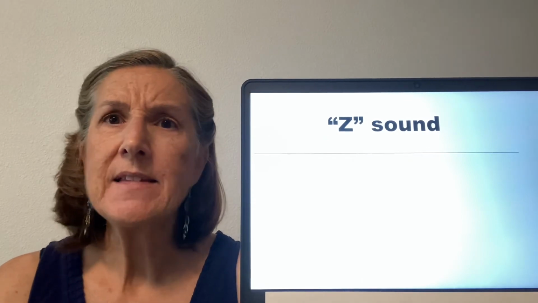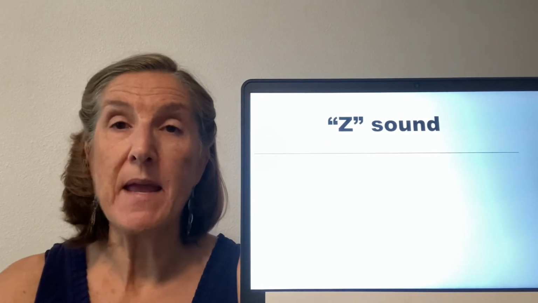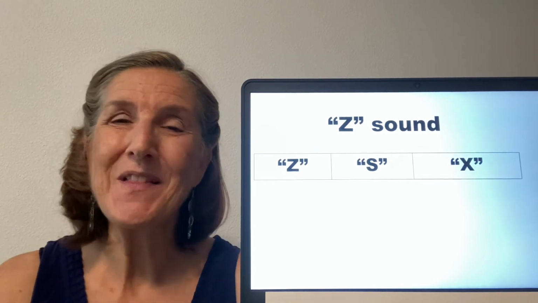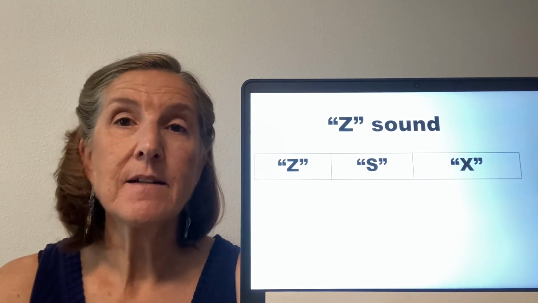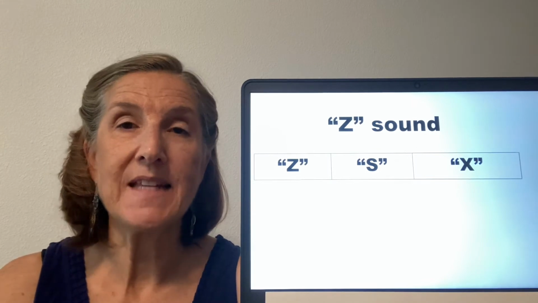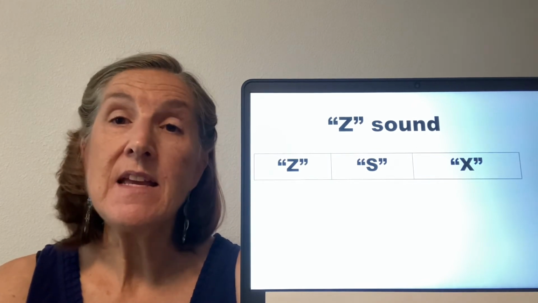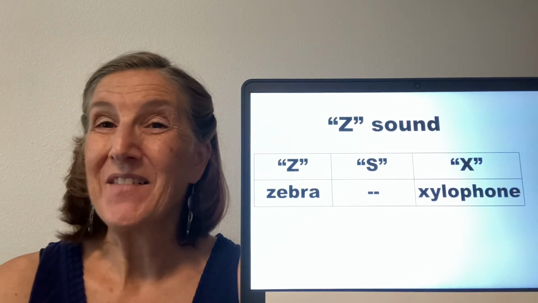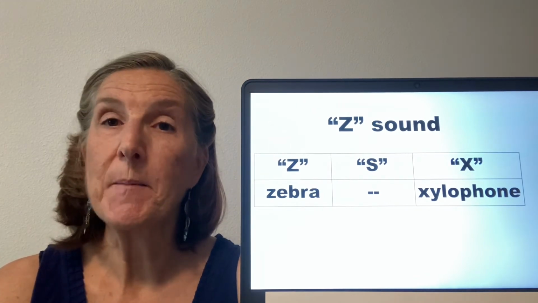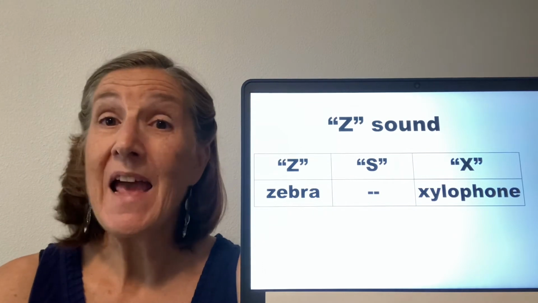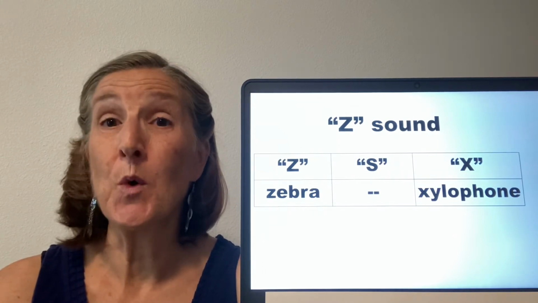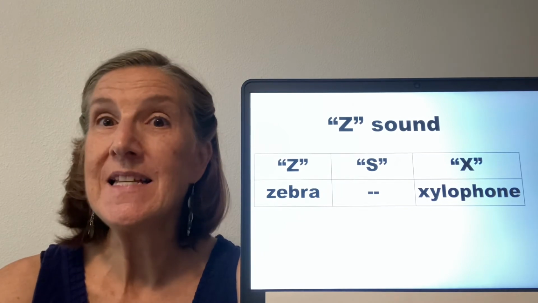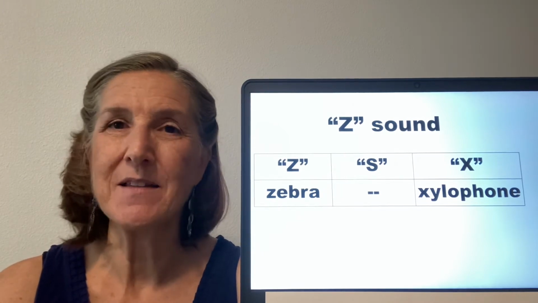Now, what about that Z sound? Which letters can make a Z sound? Well, Z can come from 3 letters: an X, an S, or a Z. And the Z at the beginning of a word will sound like a Z, as in zebra. We've already said that S, when it's at the beginning of a word, will make the S sound. So we don't have any Z sound words that start with an S.